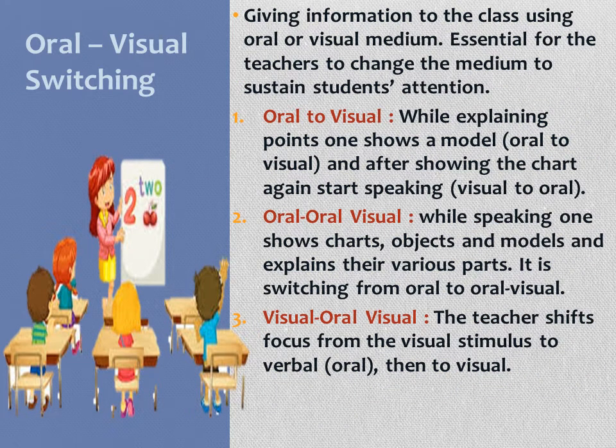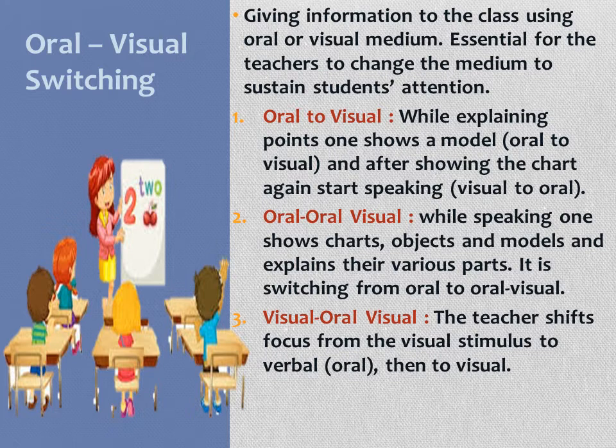The other component is oral visual switching. Now, giving information to the class using oral or visual medium is essential for the teachers to change the medium to sustain students' attention. We can switch between oral and visual. While explaining points, one shows a model, oral to visual. When we show a model while explaining things, you are switching from oral to visual. And after showing the chart, again start speaking. This is switching from visual to oral.